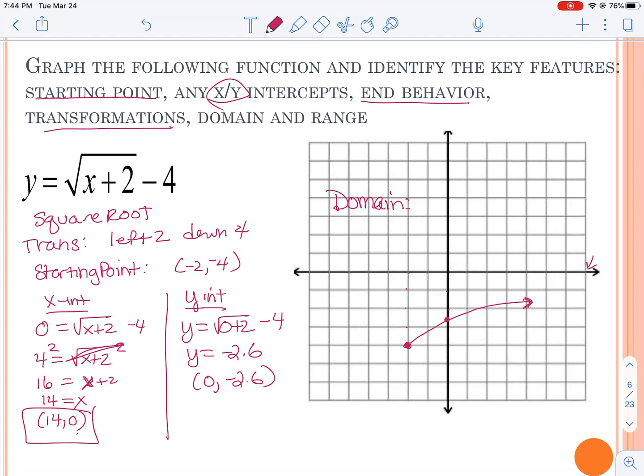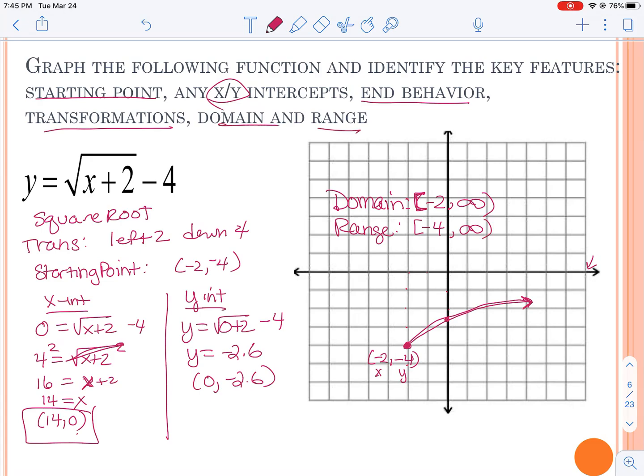Okay, domain and range. So for one like this, sometimes this is helpful: this starting point at -2, -4, keep in mind -2 is the x and -4 is the y. Well, that can help me because domain is the x's and range is the y's. So since I'm starting at -2 and I can see that it's arcing up this direction, I know it's going to be bracket -2 to infinity. My range is the y's, and I can see the lowest y is -4. So I'm going to go -4 to infinity.